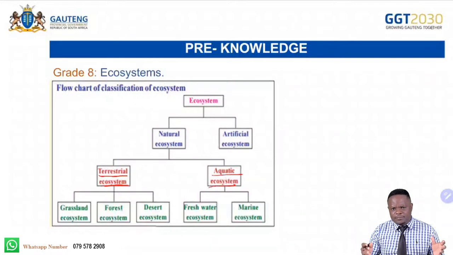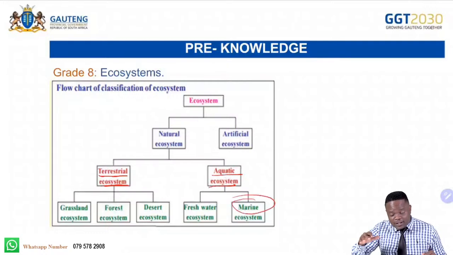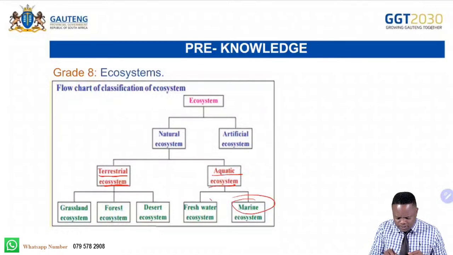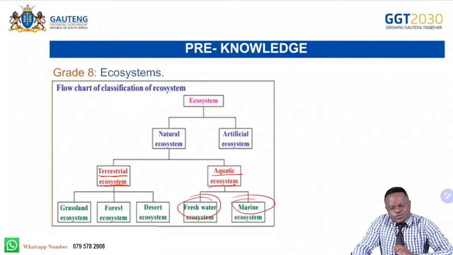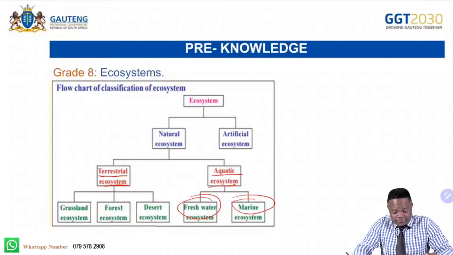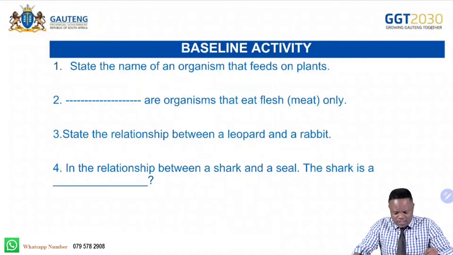I hope you still remember the topics that you covered there when it comes to your ecosystems. And then we have got the marine ecosystems. Think of the typical creatures that you find there in those water bodies, as well as the fresh water bodies. So our lesson is going to center on these relationships that we have there in our ecosystems. I hope you are ready. It's quite an interesting lesson that we have. Now we are going to start with a small baseline activity just to get you geared up and ready for our lesson. For this activity, I'm going to give you 4 minutes.